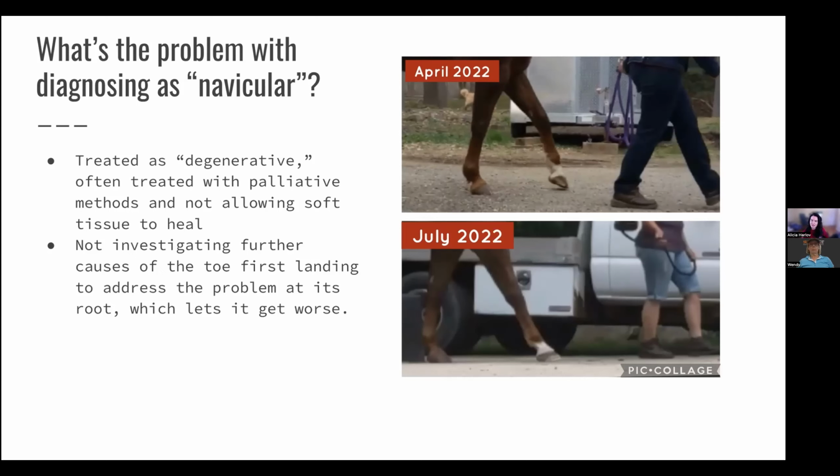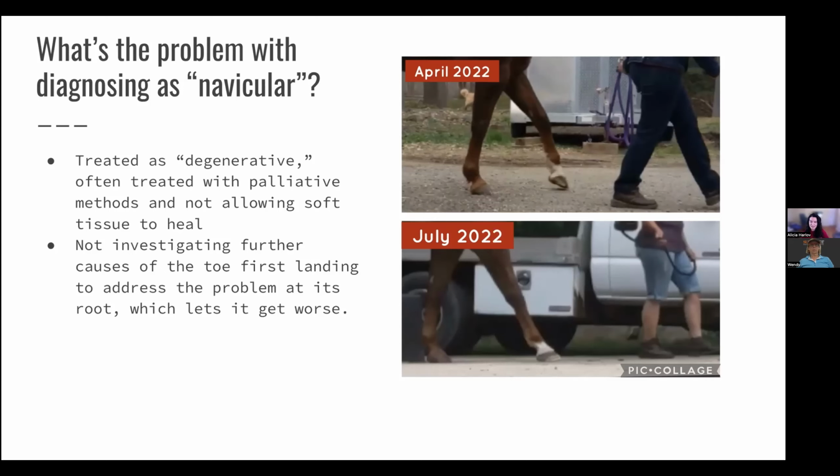So in April 2022, in the top picture, we filmed his movement. He was landing very toe first on both fronts. And he had navicular bone damage on his radiographs, and we were told that that was just going to be how it was forever.